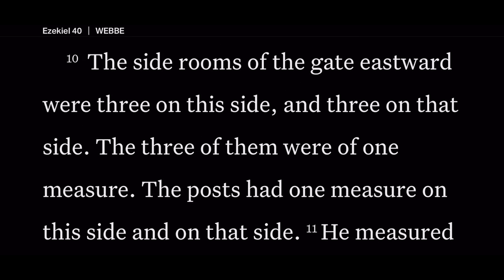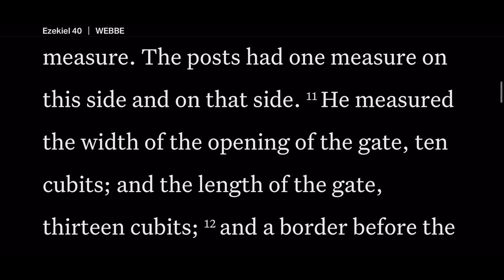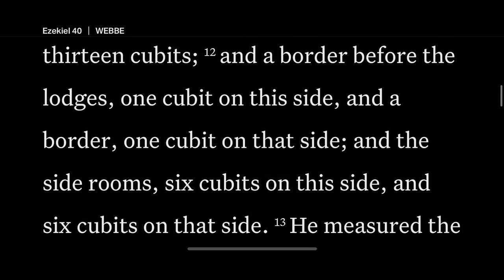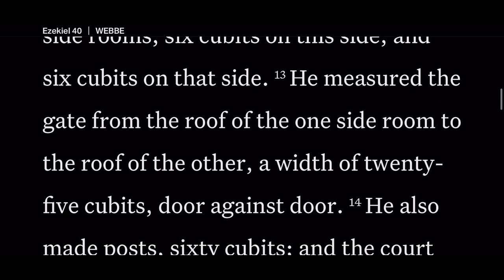The side rooms of the gate eastward were 3 on this side and 3 on that side. The 3 of them were of 1 measure. The posts had 1 measure on this side and on that side. He measured the width of the opening of the gate, 10 cubits, and the length of the gate, 13 cubits. And a border before the lodges, 1 cubit on this side, and a border, 1 cubit on that side. And the side rooms, 6 cubits on this side and 6 cubits on that side.